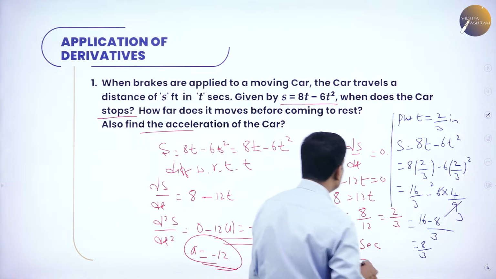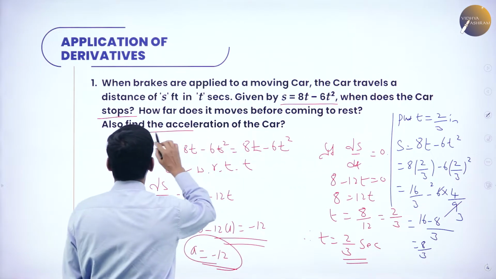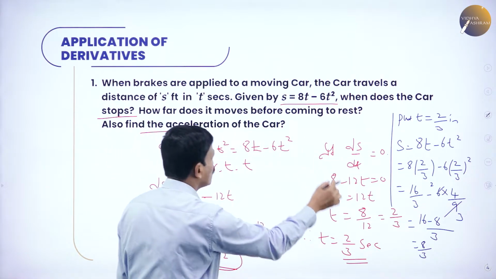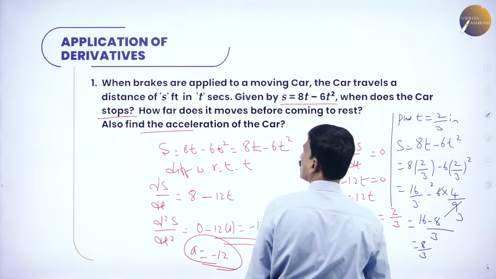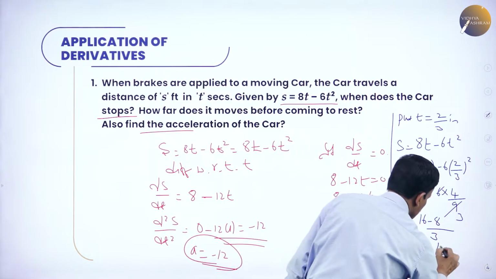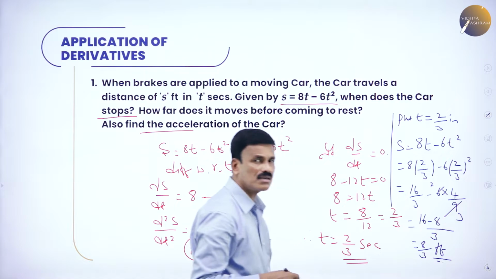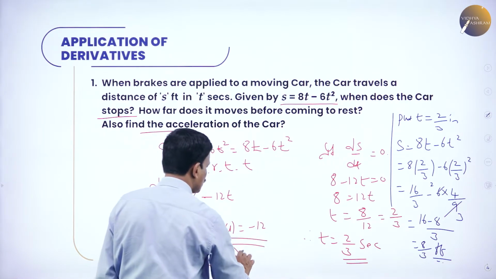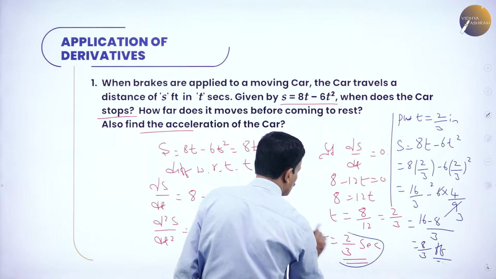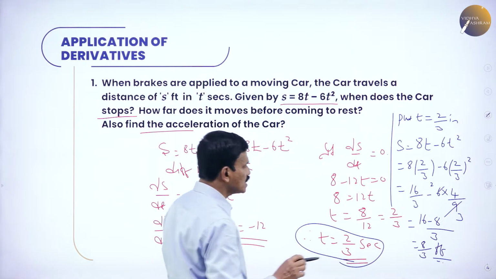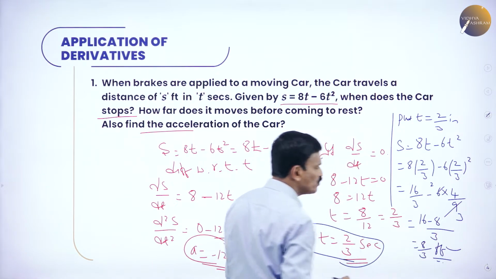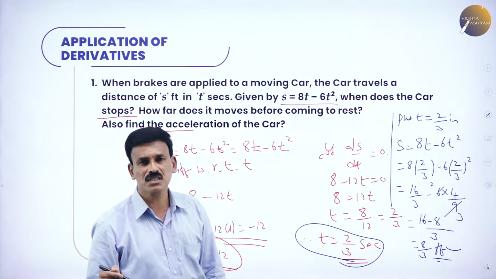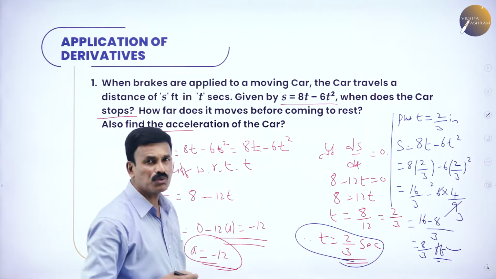8 by 3. So how far does it move before coming to rest means that is nothing but 8 by 3 feet. That's all. This is the final answer. Hope you followed. So the acceleration is equal to minus 12. The time taken is equal to 2 by 3 to come to rest, and it will travel a distance of 8 by 3 feet. Now let us come to the next problem.